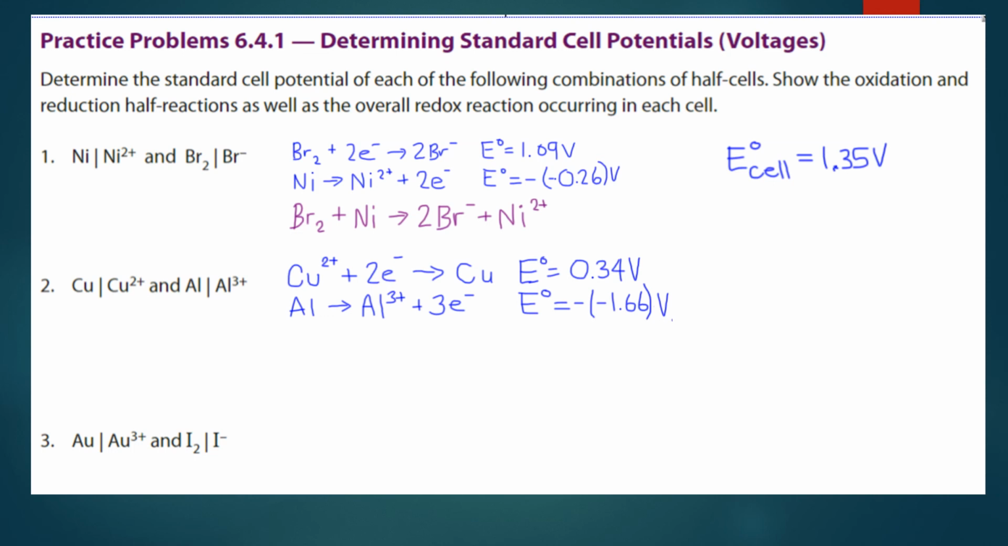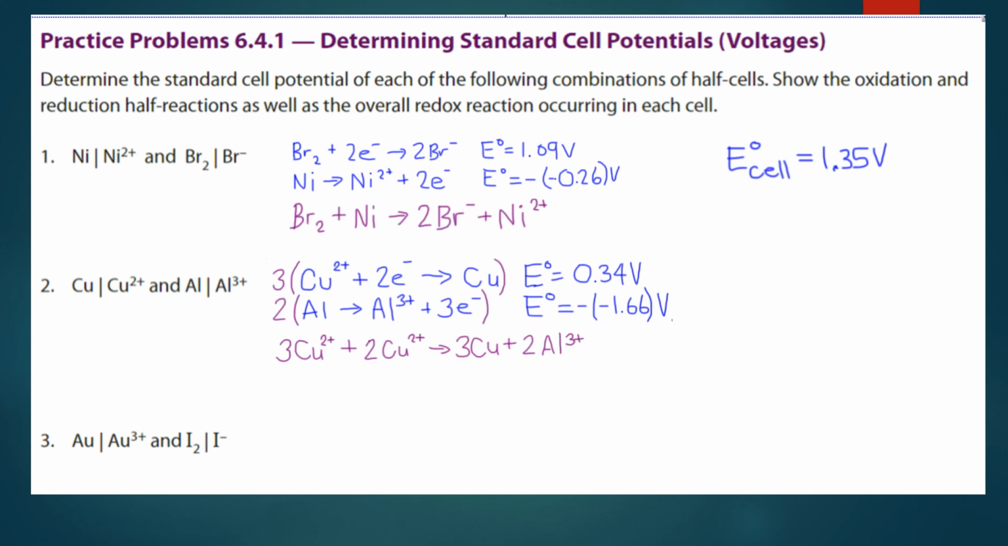With the second reaction here, again, we're going to flip the sign for the aluminum reaction, and we take 0.34 plus 1.66, gives us an overall E0 of that cell of 2.00 volts. And with this one, we had to do a little bit of balancing. So we put a 3 with the coppers, 2 with the aluminums. That way we've got 6 electrons being donated and 6 being received. It does not affect our E0.